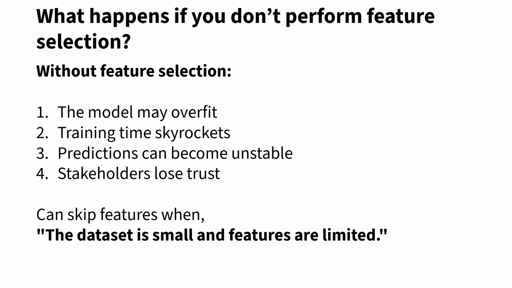In practice, skipping feature selection is acceptable only when the data set is small and features are limited, or you are using models robust to irrelevant features like random forests. But for high dimensional data, feature selection is non negotiable.